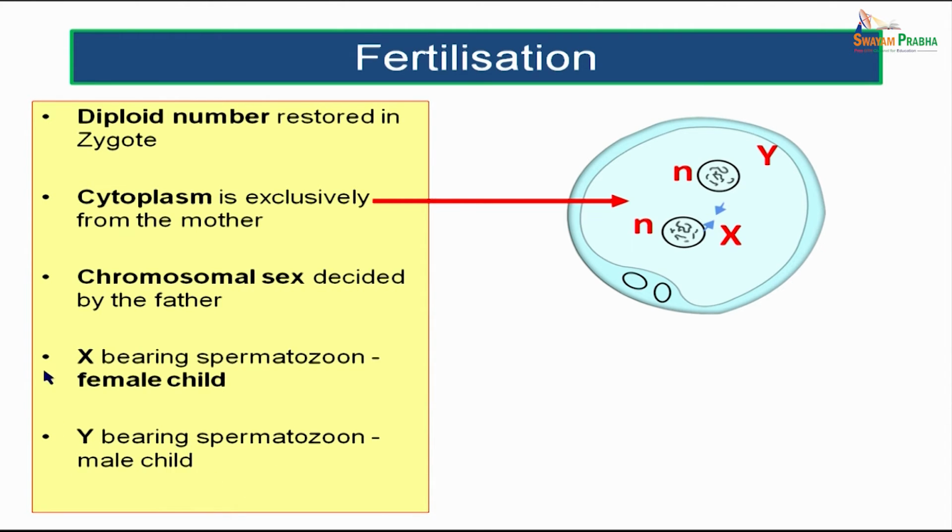So, X bearing spermatozoa will give rise to a female child, and Y bearing spermatozoa will give rise to a male child. So, it is the spermatozoa or the father who is deciding the sex of the child, because from the mother it is always X. From the father you can get either X or Y. If the spermatozoa is bearing a Y chromosome, then the result will be a male child, that is XY. If this is an X chromosome from father, then you will get XX, and that will be a female child.